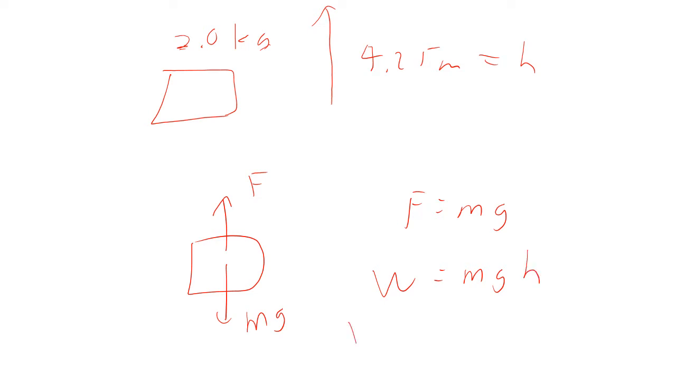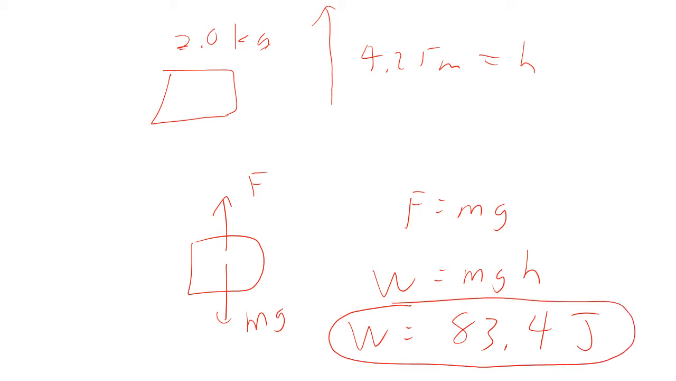work is mgh. And so that would be equal to 2 kilograms times 9.81 times 4.25, and so that comes out to be 83.4 joules. So that's the energy that it took to lift something. Again, a simple almost one-step calculation right here. So don't get fooled and think energy is very complicated.